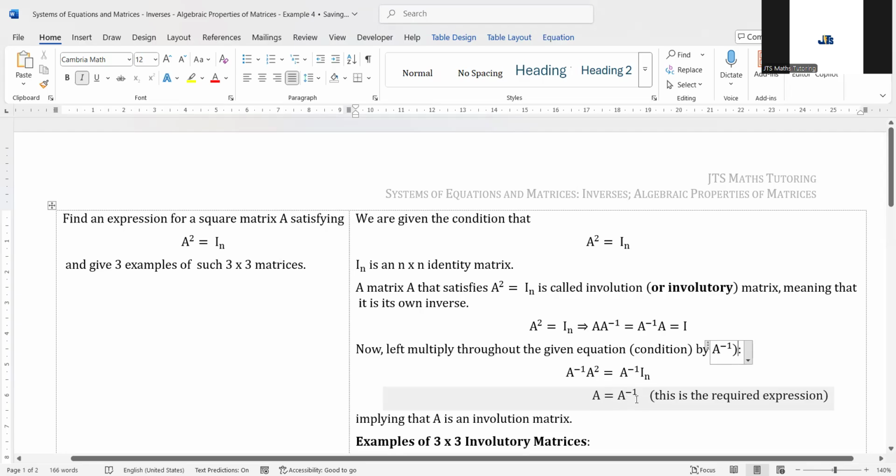So A is going to be equal to its own inverse. So this is the required expression, which implies that A is an involution or involutory matrix. Right, now let us look at examples now.